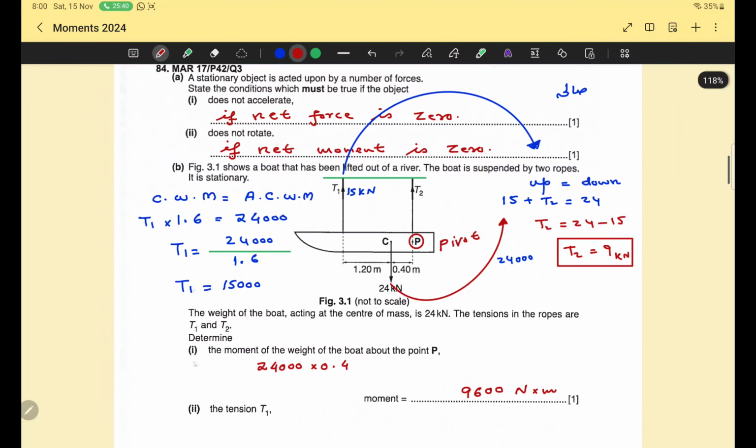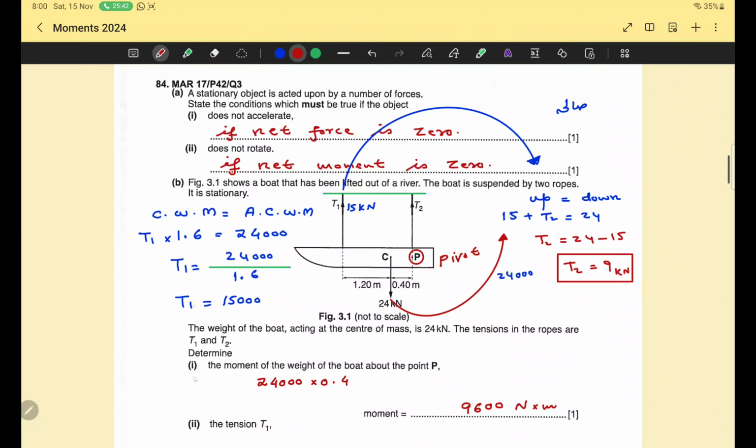Now, beta, we have solved two questions of the same type. In both questions, an object is suspended by two ropes, and they ask us to calculate the tension in the two ropes, and we have calculated the tensions in the two ropes.